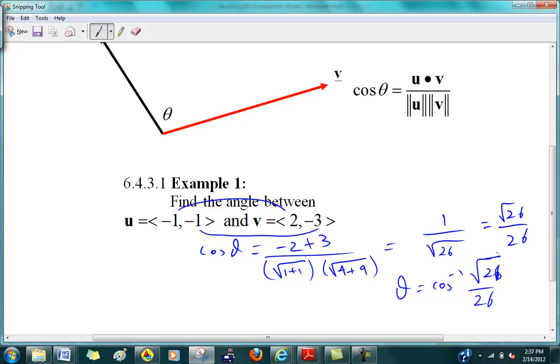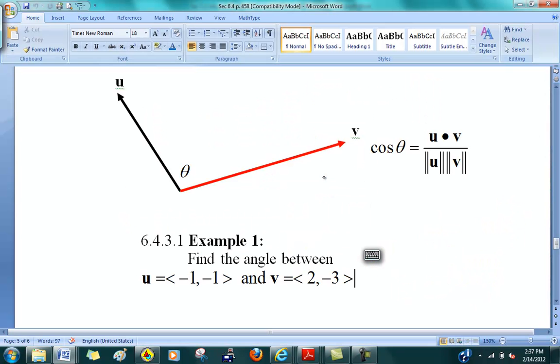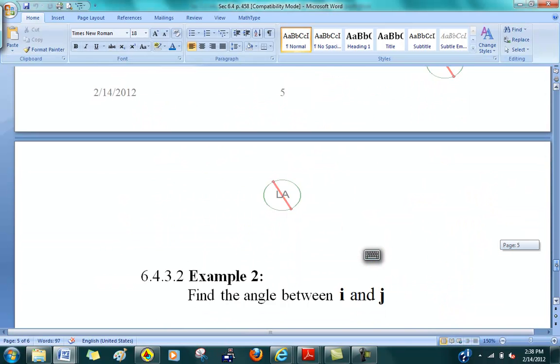Okay, and make sure your calculator is in degree mode, because typically when you talk about angle between vectors or angles in a triangle, you're talking in terms of degrees rather than radians. Okay, so that's the formula for angle between two vectors.